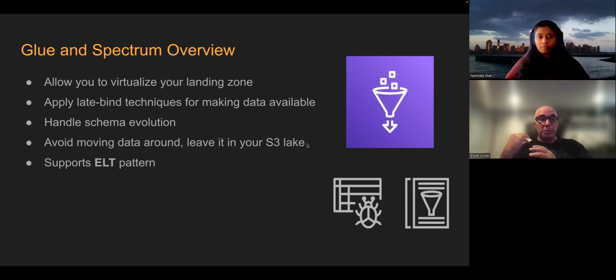The beauty of this is, I mentioned, it's going to handle schema evolution. It's going to avoid moving data around. You can leave your data in S3, collect it rather raw, and it supports this ELT pattern that I've been talking a lot about. So is it both ETL and ELT or just ELT? This would be supporting ELT. Okay. Yeah, because you're actually exposing the data directly into Redshift in this case. So at that point, you would transform the data, right? So this is the E and the L in ELT.